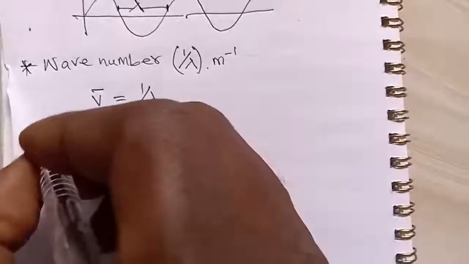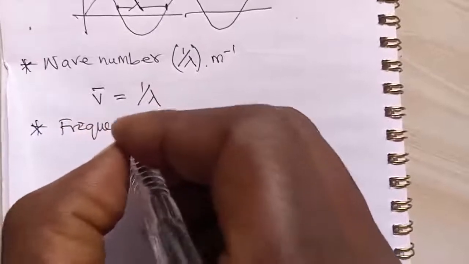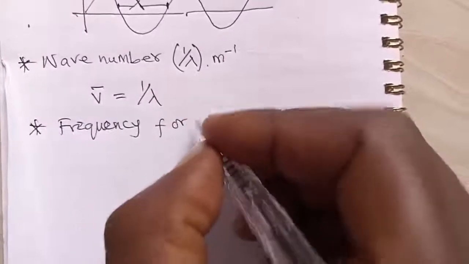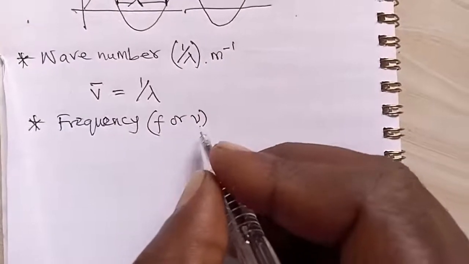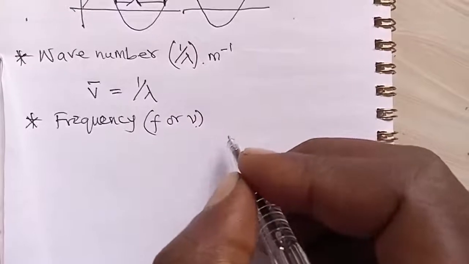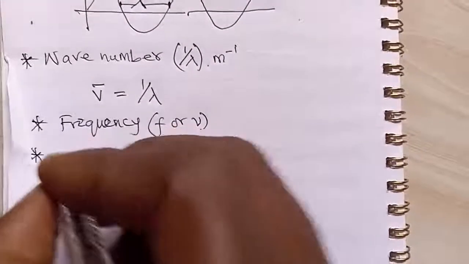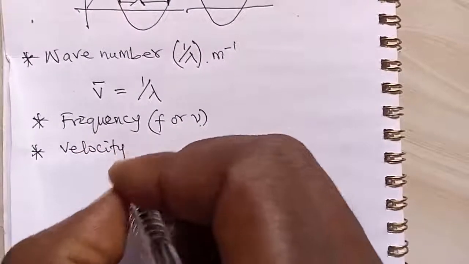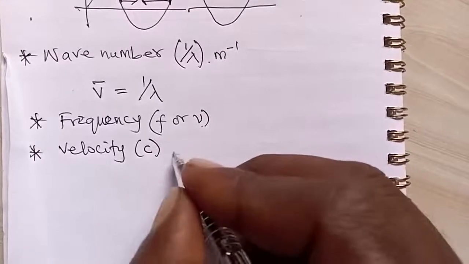Another characteristic is frequency. A wave has frequency, and we use either F or V to denote it. It is the number of waves or cycles per second. Another one is velocity. We use C to denote it. This is the speed of a wave.